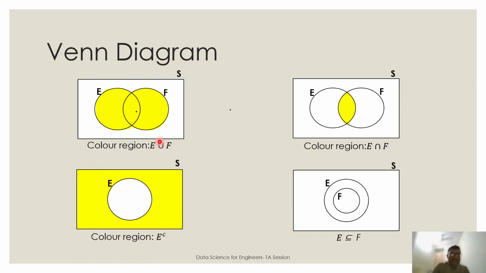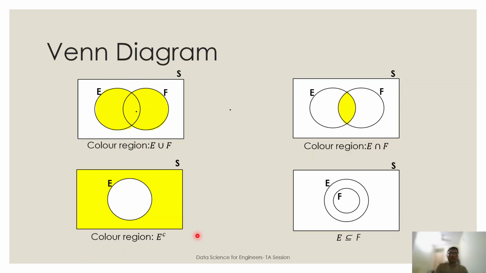Now, when I'm talking about E union F, I'm talking about everything that comes under E and F. That's what E union F means. So this yellow portion is representing it here. Whatever region comes under E and F is called E union F. Now someone asks what is E intersection F. E intersection F is what is common between E and F. That is represented with the help of the intersection sign.